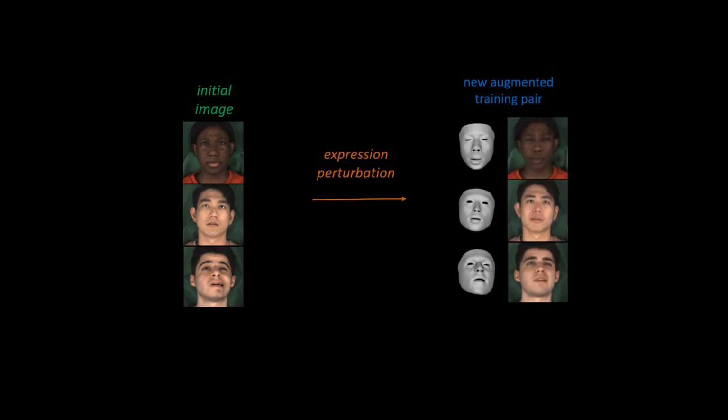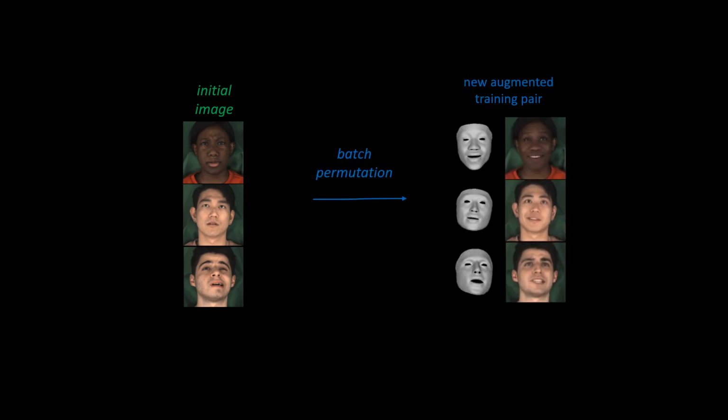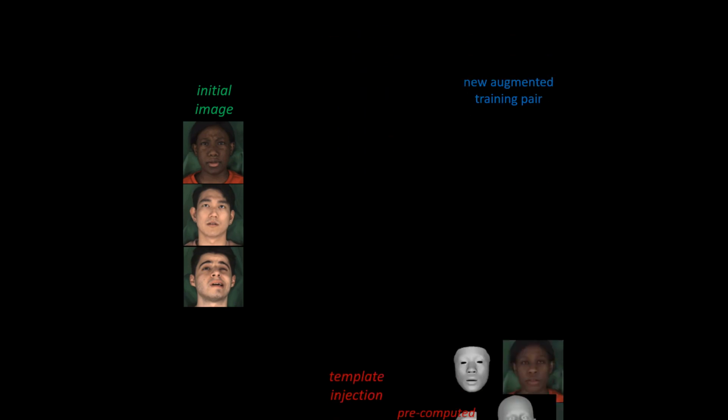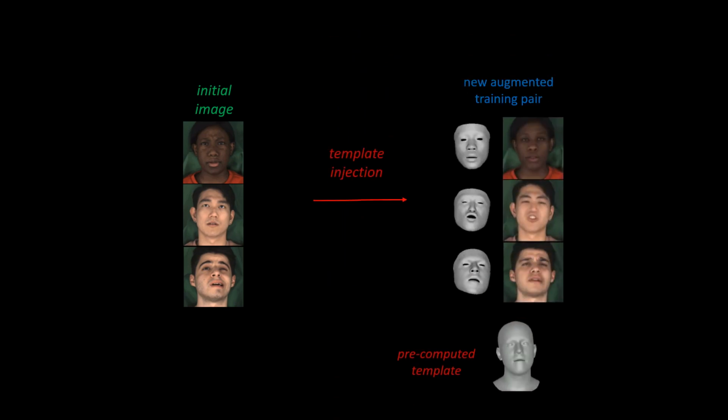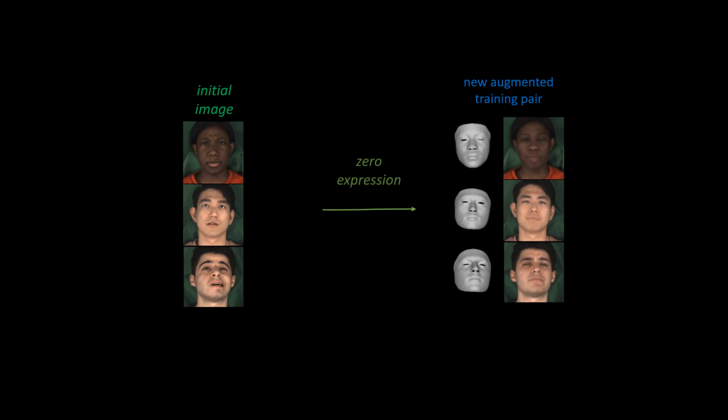In order to perform the expression manipulation, we apply one of the following. First, random perturbation of expression parameters. Second, permutation of expressions in the batch. Third, fixed expression template injection using pre-computed expression templates. And finally, zeroing out the expressions.